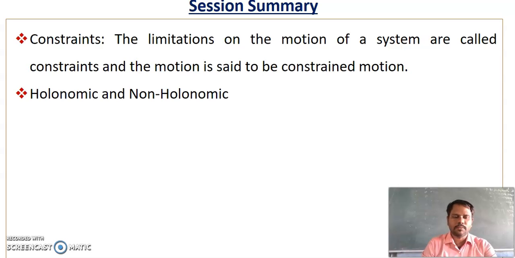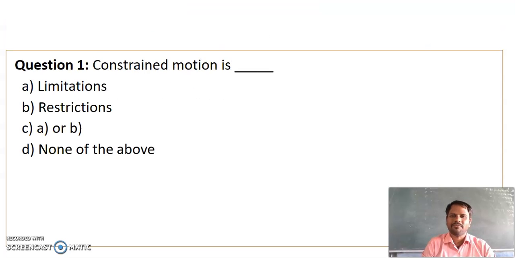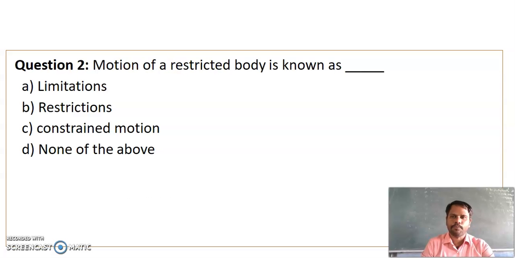So now let's have a small MCQ. Question number 1. Constrained motion is a limitation or a restriction of A, or B, or none of the above. You know that it is a limitation or restriction. So the answer is C, A or B. Question number 2. Motion of a restricted body is known as, you know that it is a constrained motion.